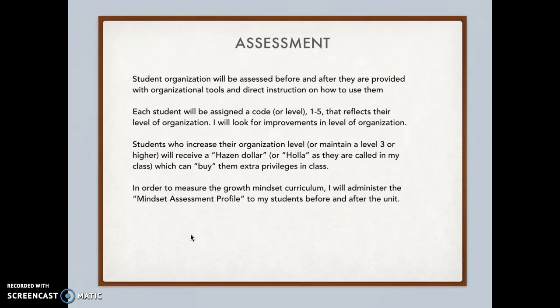In order to measure the growth mindset curriculum, I will administer the mindset assessment profile from Carol Dweck to my students before and after the unit. That's my action plan. I hope you like it.